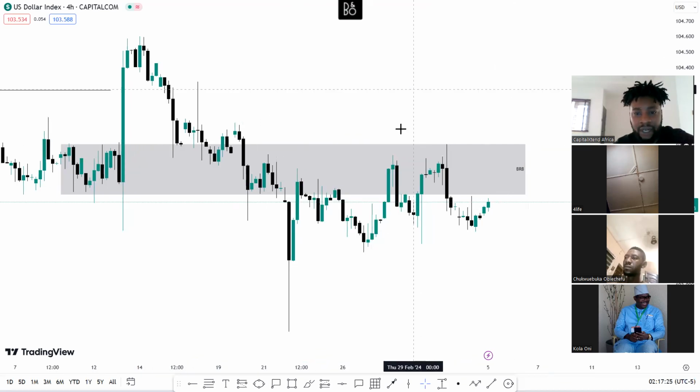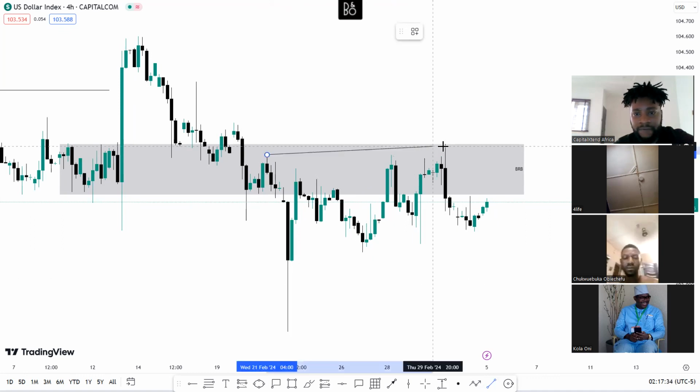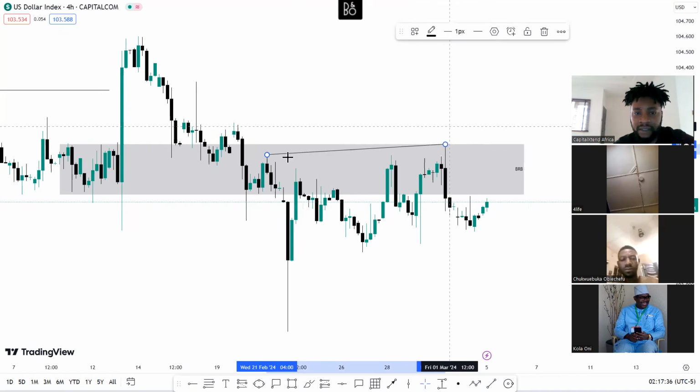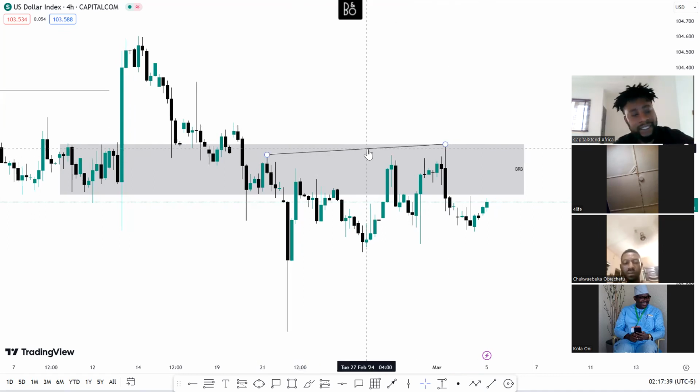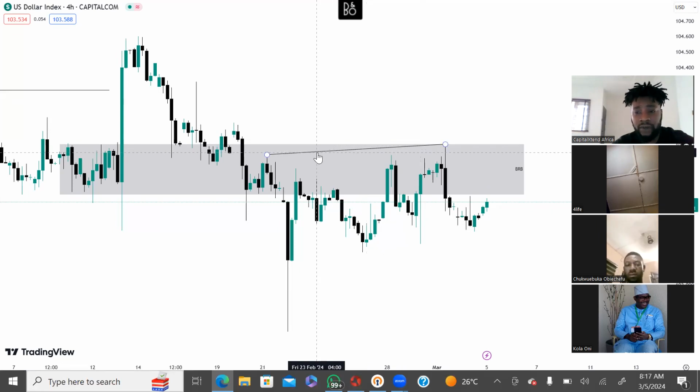We have our breaker block, right? And looking closely again, I have this high, this lower high, and this lower low here. So I've got an SMT. For me to have an SMT on dollar index, that means Euro USD should give me an SMT as well, but that is not enough. We need more information from this 4-hour time frame.